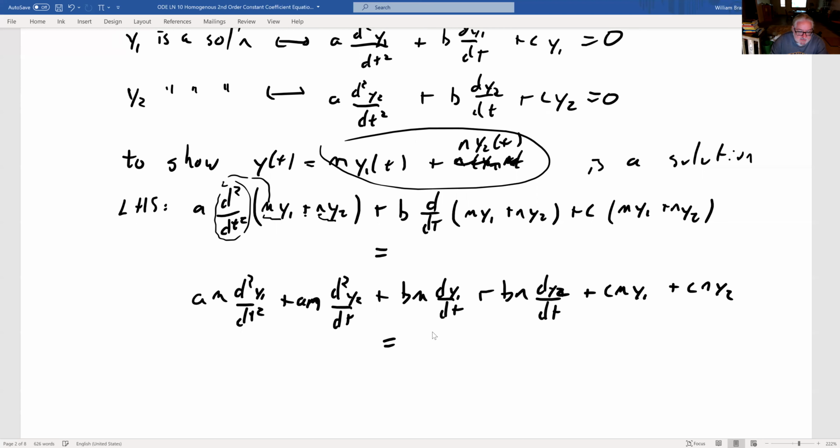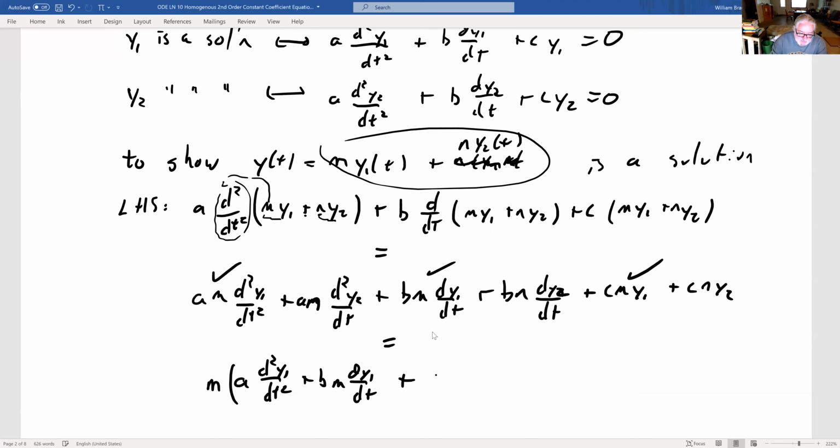So gather everything in terms of m. So we want all the terms with m's. So I have m times a d squared y1 dt squared. That's this term. And I have another m term here, plus b m dy1 dt. And then I have another m term out here. Oops, I factored out the m, plus cy1. So that's my three m terms gathered together.